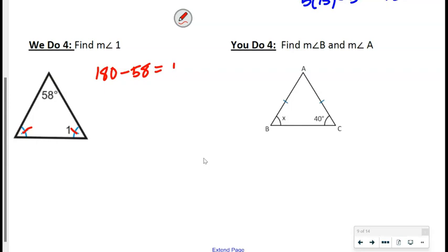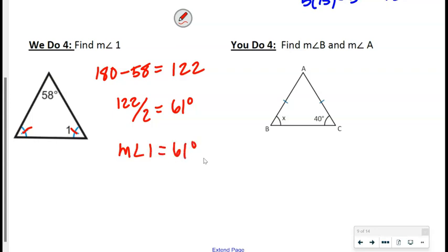that's going to give me 122, and then we're going to take the 122 and divide it by 2 because both those base angles are the same. So that means it's 61 degrees. That is the measure of angle 1, 61 degrees. Okay. So the last problem, go ahead and do it and come back to me when you're done.